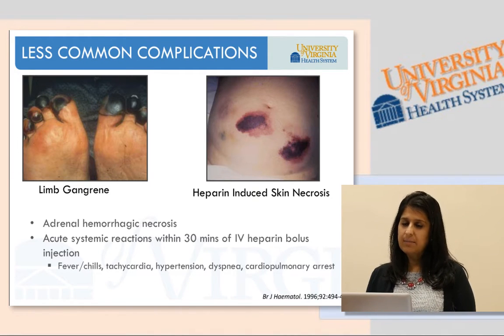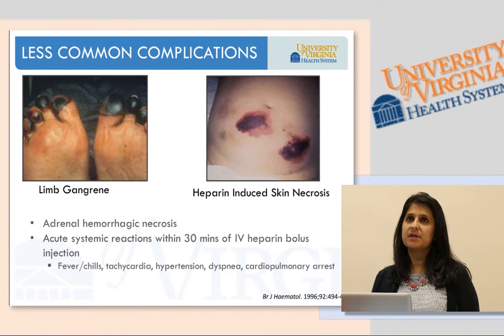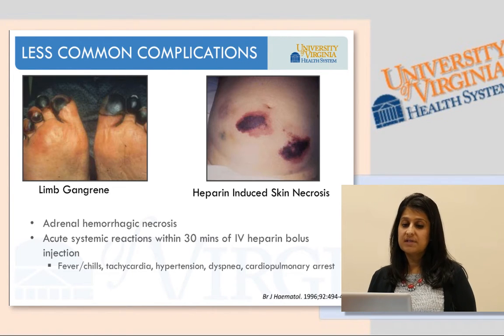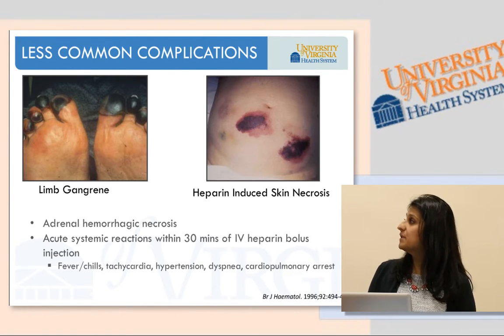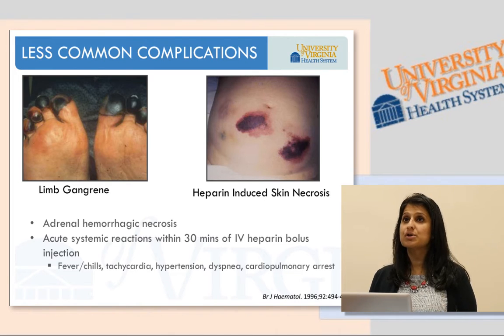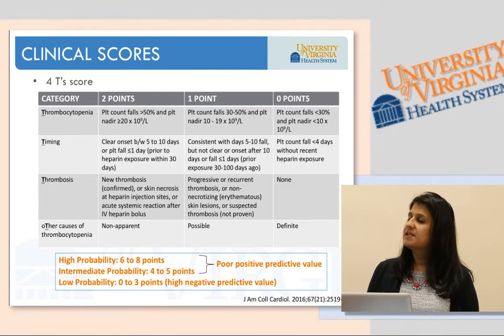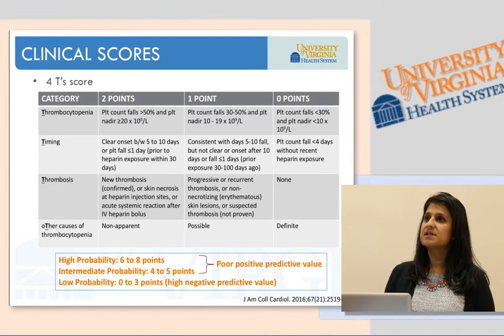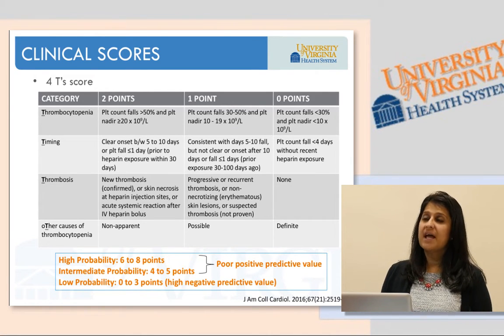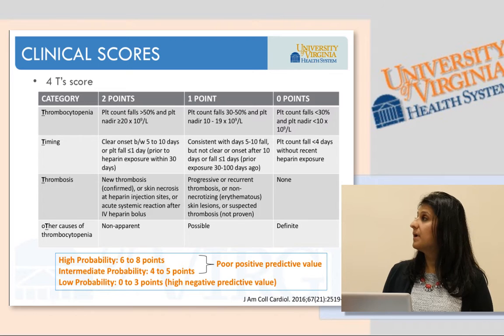Some of the less common complications of HIT are limb gangrene. We'll also see heparin-induced skin necrosis. We also see systemic reactions, which happen within 30 minutes of IV heparin exposure. You'll see fever, chills, hypotension, tachycardia in these patients, so this is when we start to suspect HIT. In order to make the diagnosis of HIT, we have to really consider the clinical scores and the testing that we do for HIT.